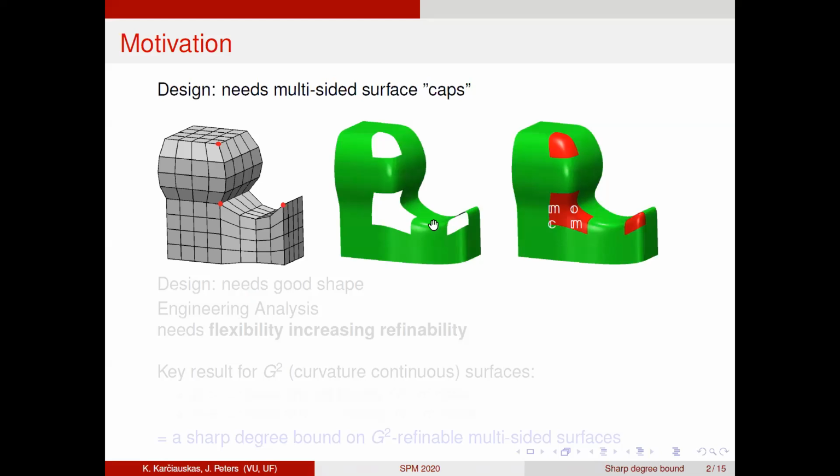So in design, of course, we need multi-sided surfaces to fill in holes by capping them. And you see on the right here some symbols overlaid on one 5-sided piece. These we will be using repeatedly later on. The center of this cap, the mid edges M, and the corner. And each 4 of them will form a quadrilateral, which forms a sector of such a cap.